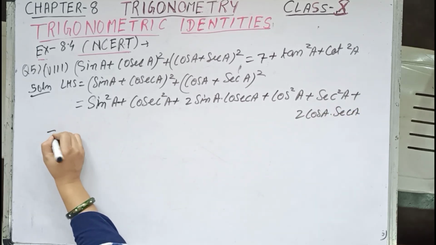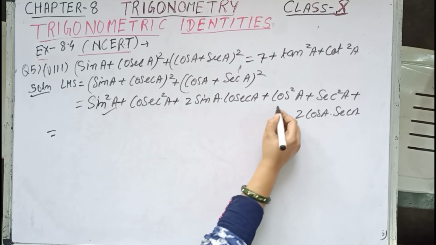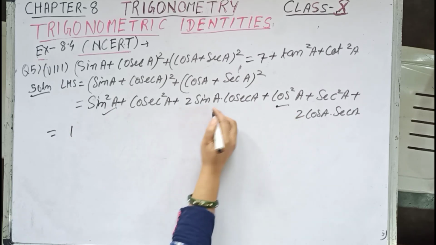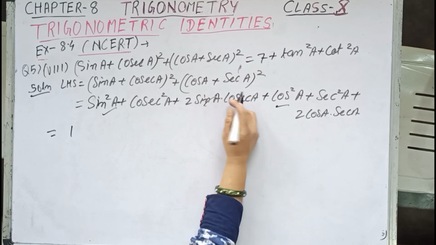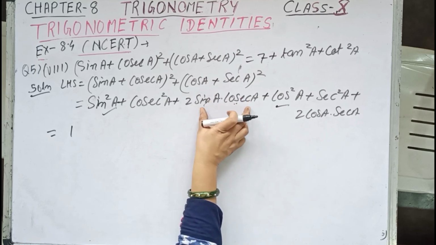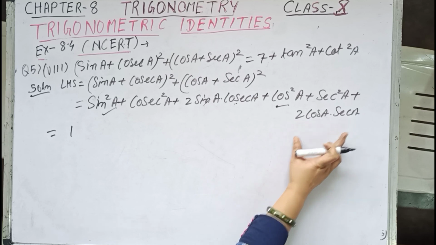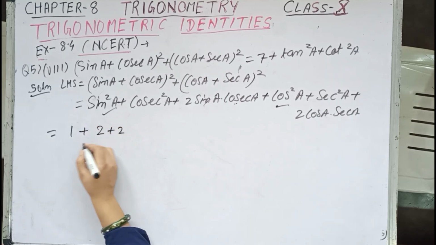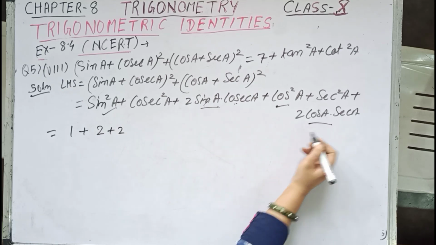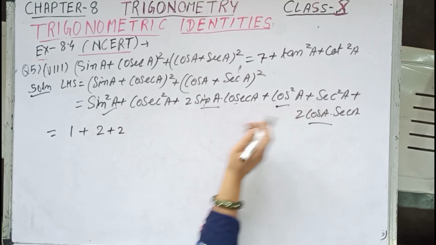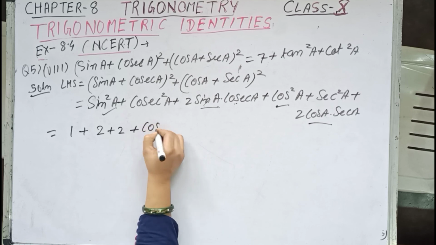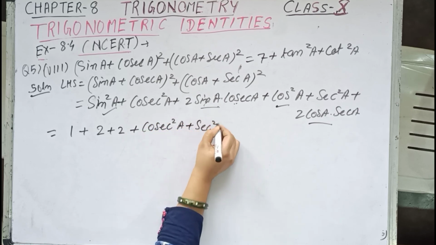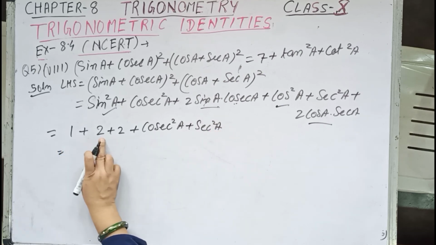Now this sin square A plus cos square A equals to 1. And sin A into cosec A is 1. I am not cancelling it, simply this value will be 2, and cos A into sec A also is 1. So 1 plus 2 plus 2. We are writing. So this term work is done. Left is cosec square A and sec square A. So I am writing over here cosec square A plus sec square A. Now 2, 2, 4 and 5.